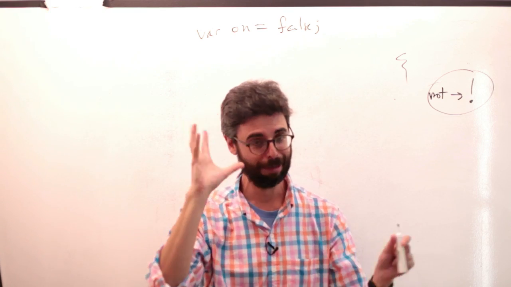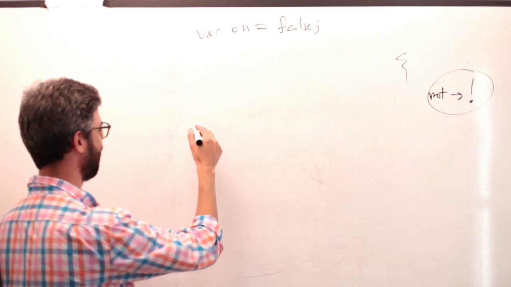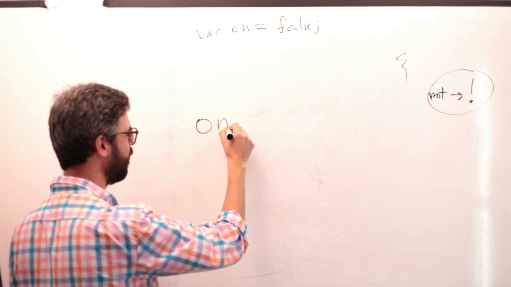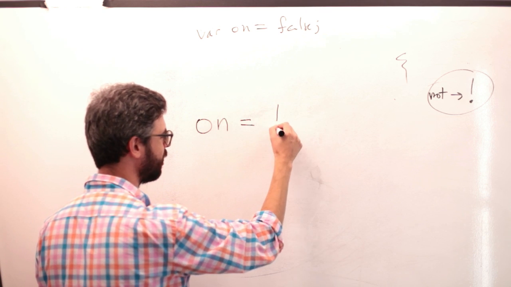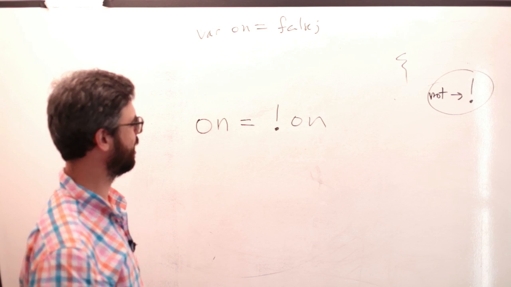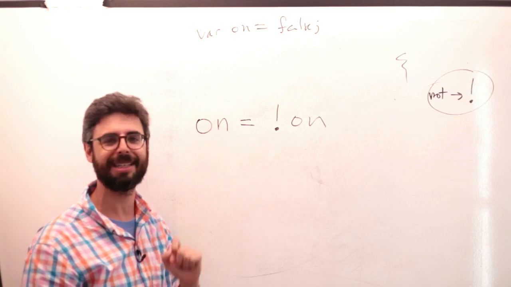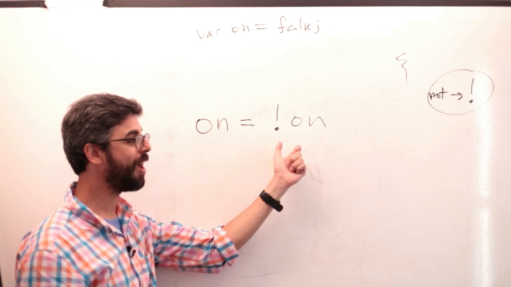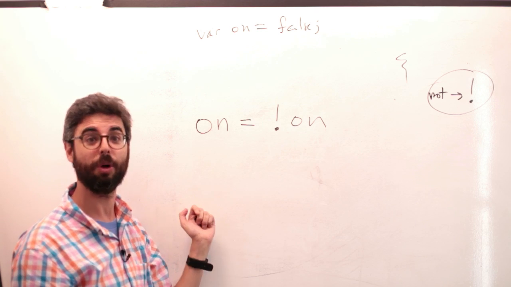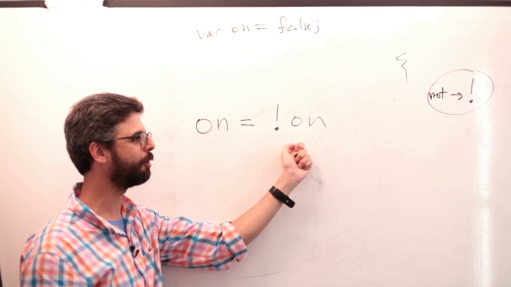So let me make another statement to you. And this is very uncomfortable here. We're going to do it. On equals not on. What does that mean? I want to set the value of this variable to not itself. So if its value is false, not false is true. If its value is true, not true is false.